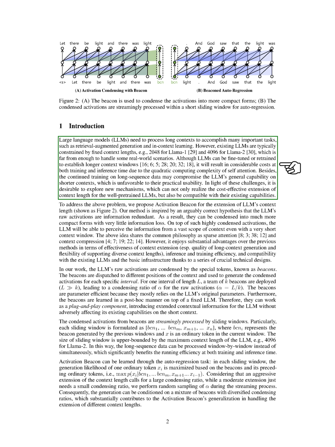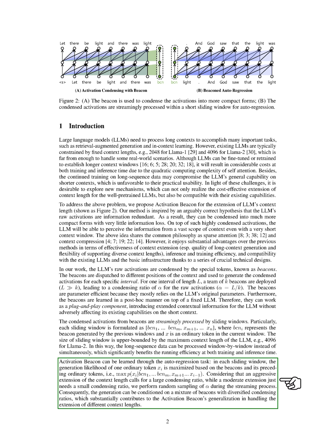We process the condensed activations from the beacons in sliding windows. Each window contains some beacons and some ordinary tokens. The size of the window is limited by the maximum context length of the LLM, like 4096 for Llama 2. This way, we can process long sequence data one window at a time, which is much more efficient. We train the activation beacon by maximizing the likelihood of generating an ordinary token based on the beacons and the preceding ordinary tokens. We also randomly sample alpha during the streaming process, which helps the model handle different context lengths.